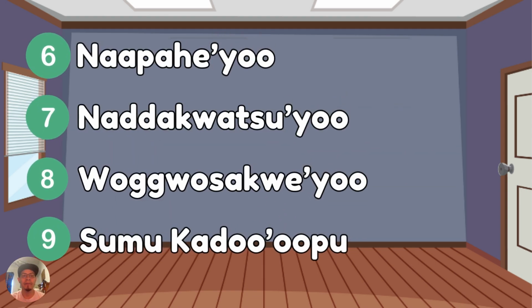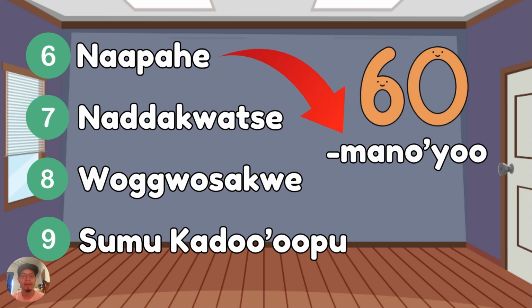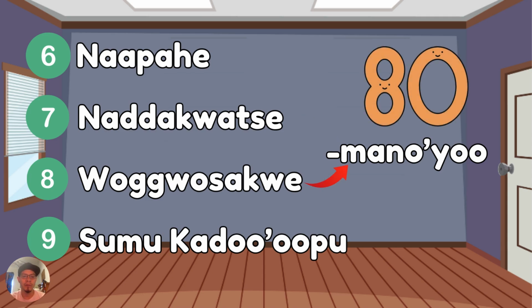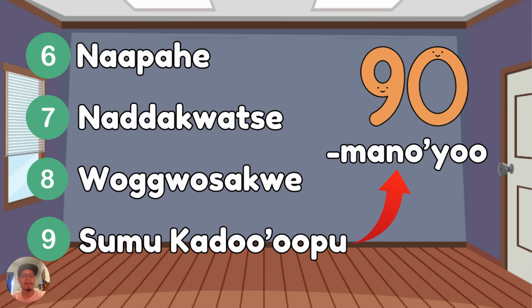And the same for the numbers 6 through 10. You start with your root word here, you drop the u suffix, and you do the same. You add manoyu, okay? So 60 is, sorry, did I say napahiyu? Napahi manoyu is for 60. Napahi manoyu. 70 is nadakwatsi manoyu. 80 is wogosakwi manoyu. And 90, what happened to it? Is sumakarup manoyu.